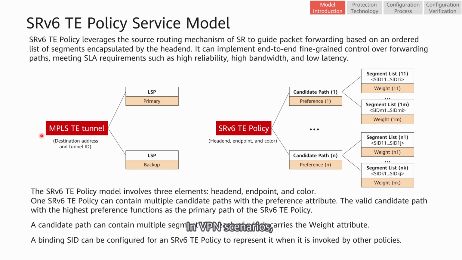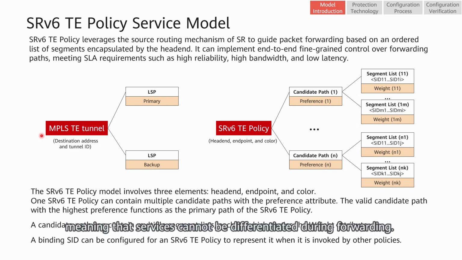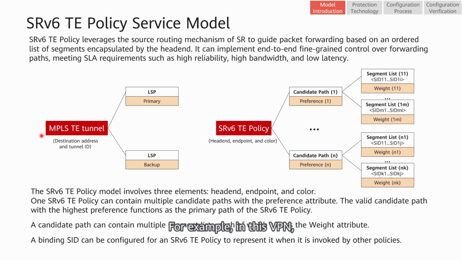In VPN scenarios, the next hops of the routes that belong to the same VPN instance may be the same PE on the public network. In this case, the routes will recur to the same MPLS TE tunnel, meaning that services cannot be differentiated during forwarding. For example, in this VPN, some services need to be forwarded over a low latency path, while the others need to be forwarded over a high bandwidth path. The MPLS TE tunnel model cannot meet these requirements.